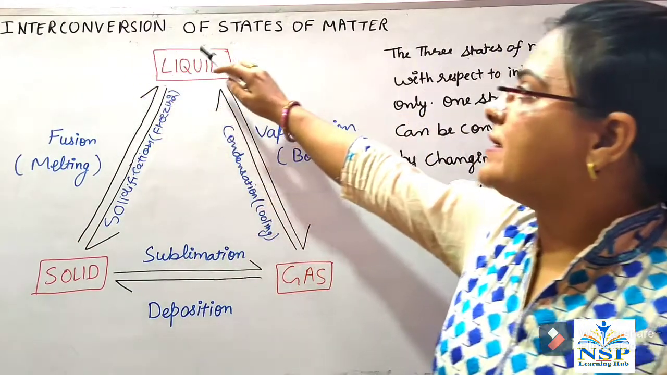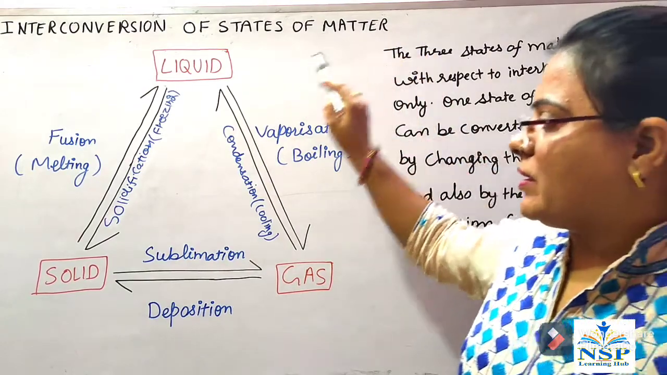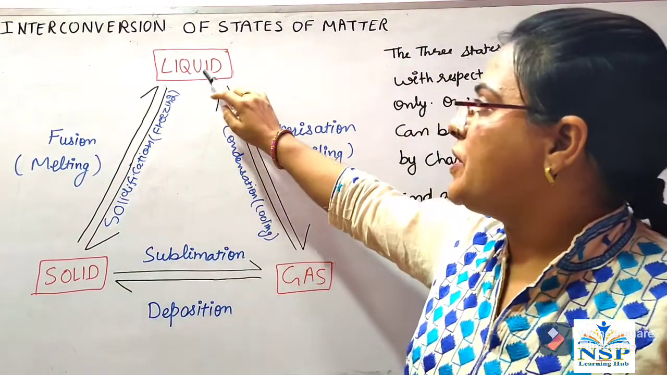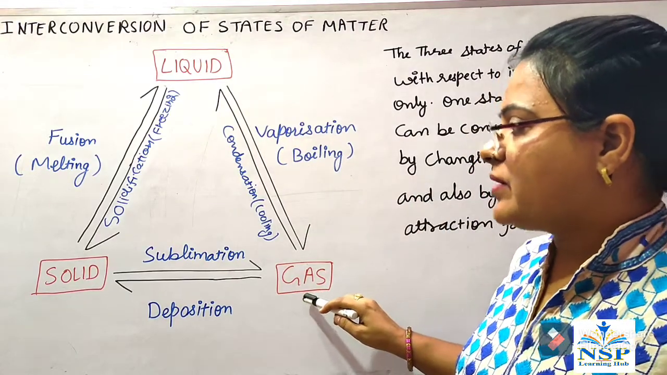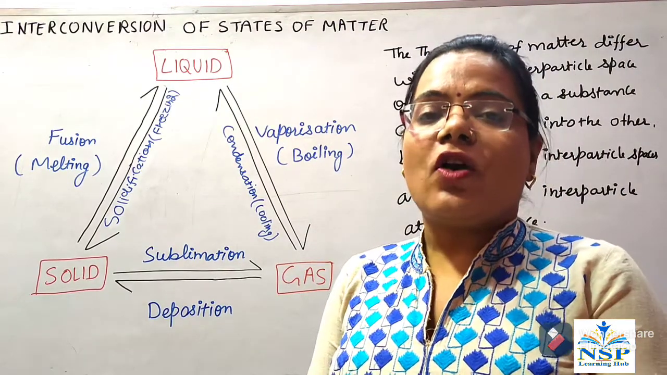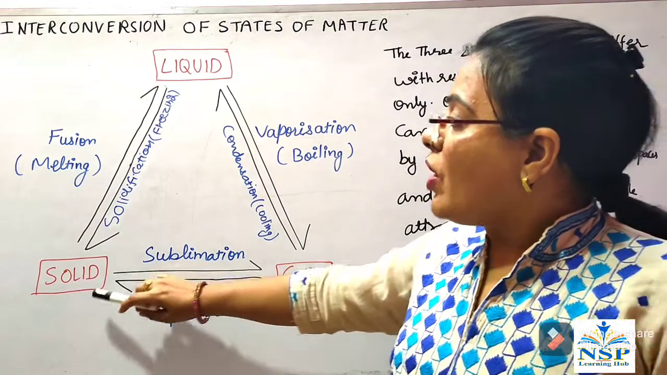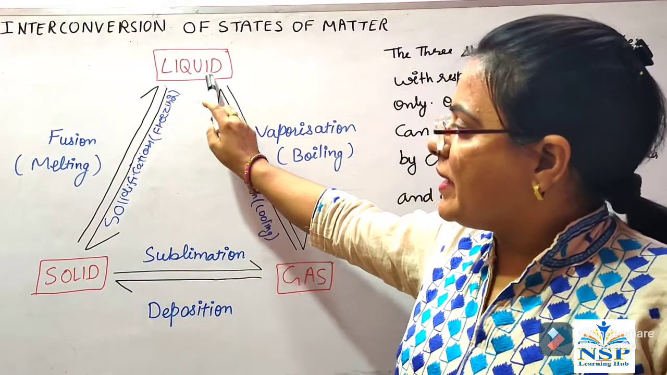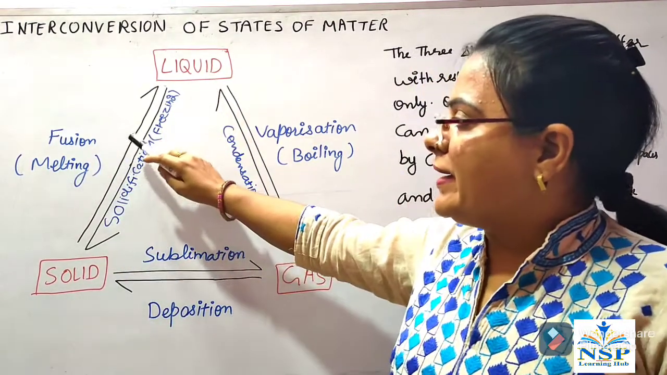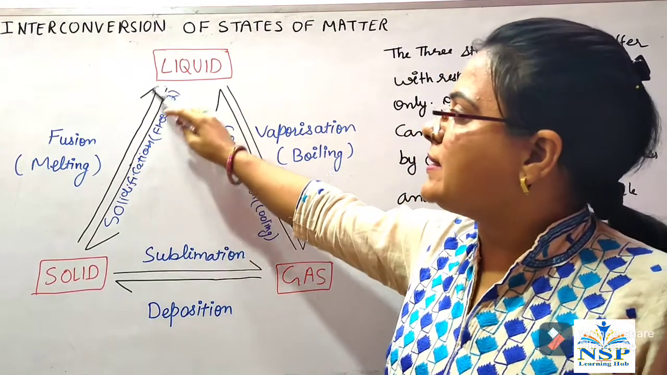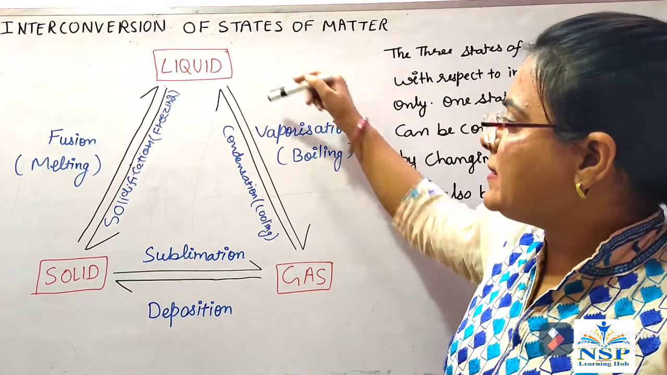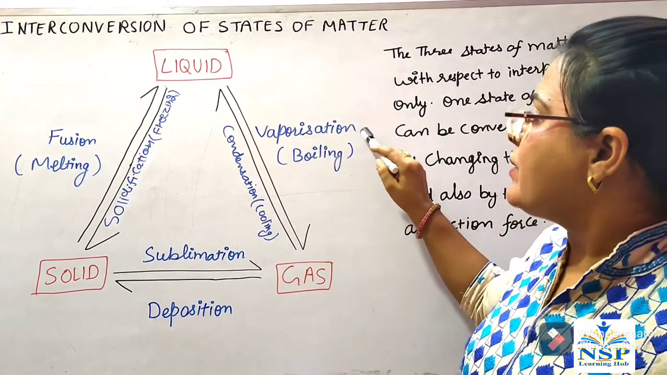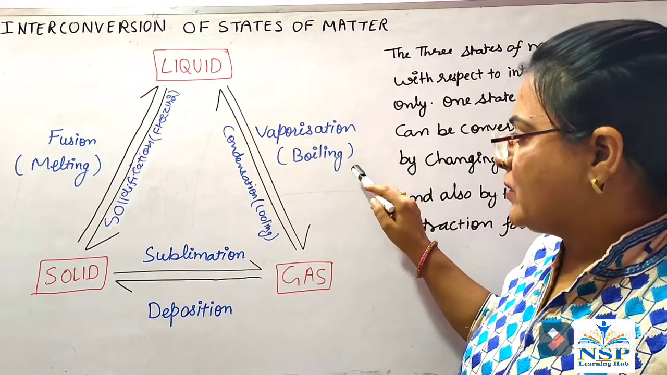Our next topic is interconversion of states of matter. Solid can change into liquid state and liquid can change into gaseous state by increasing temperature or pressure. Solid can change into liquid state. This process is called melting or fusion, by increasing temperature. And liquid can change into gaseous form by increasing temperature. This process is called vaporization or boiling.